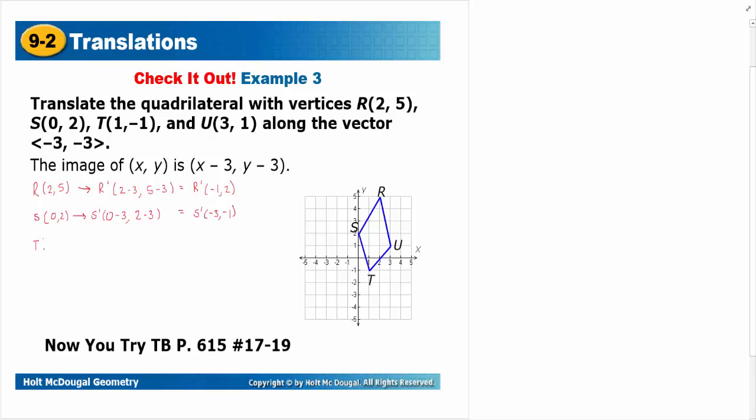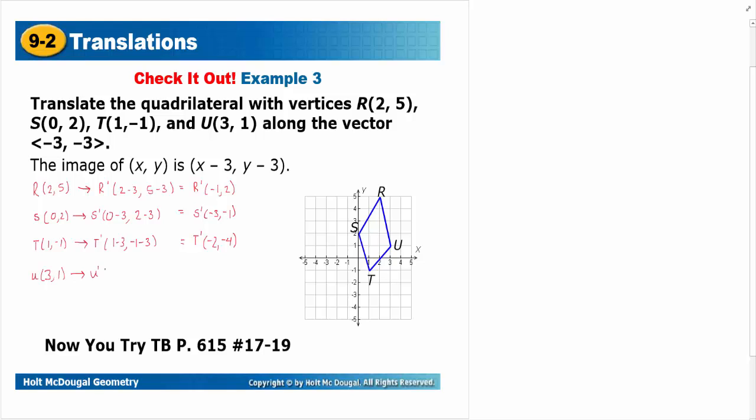We have T next at 1, negative 1. So T prime is going to be 1, minus 3, and negative 1, minus 3. Therefore, T prime is going to be negative 2, comma, negative 4. And one more point, we have U. U is at 3, comma 1.